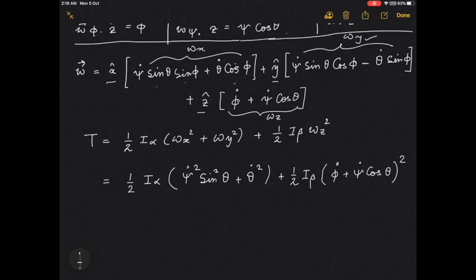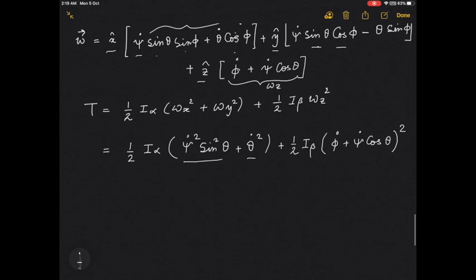So first, let us look at the components of psi dot. I get psi dot square sine square theta sine square phi from omega x, and sine square theta cos square phi from omega y. Sine square phi plus cos square phi adds up to 1, so I get psi dot square sine square theta, which I have written here. Similarly, for theta dot square, cos square phi and sine square phi add up to 1, I get this. And when I look at the cross term, I have psi dot theta dot sine phi cos phi here, and then with a minus sign. So they cancel out. And for omega z, I just write omega z square.